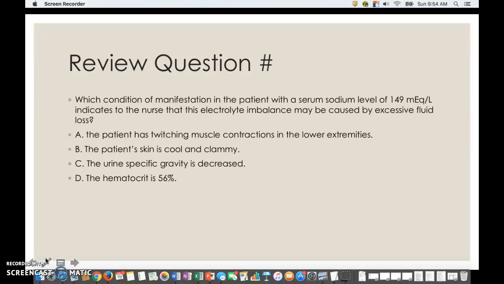So we were interrupted from this question. The answer to it is hematocrit is 56. That indicates the patient is hemoconcentrated or has hypovolemia. Also, that's probably the reason why their sodium is a little high. All of these others fit more with if they have too much water. So they'd be hemodiluted.